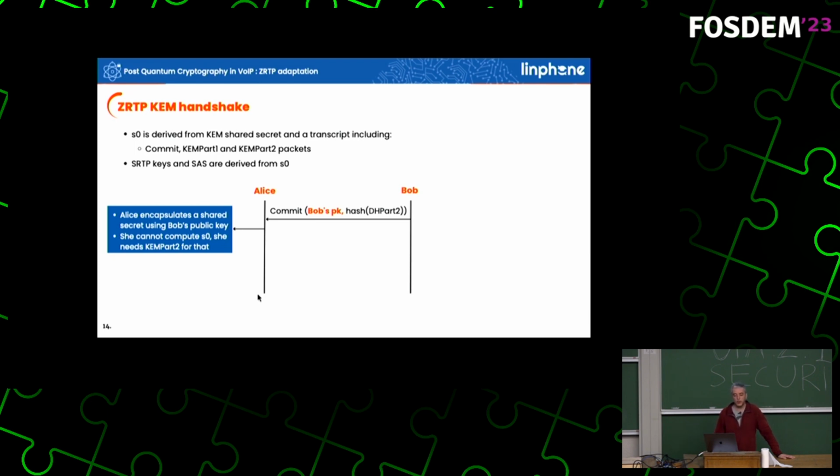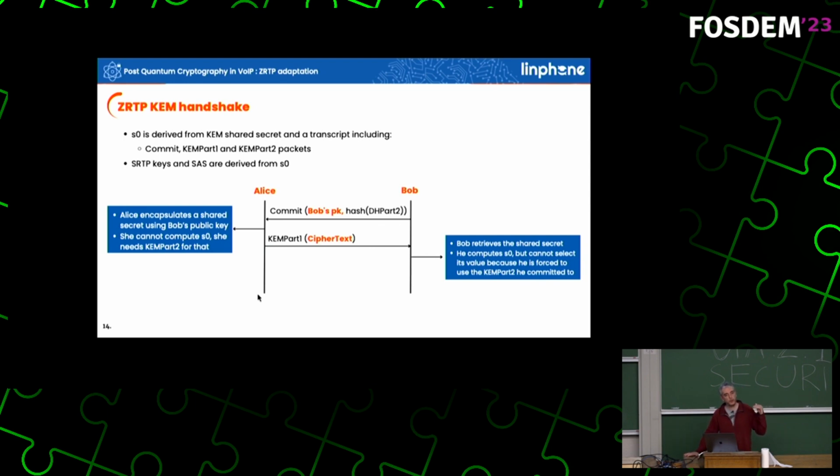So at this point, Alice receives the public key from Bob, she encapsulates the secret, but she's not able to compute S0 because she's missing the second packet from Bob. So she'll send back the ciphertext, the output of the encapsulation. At this point she has the shared secret from the key encapsulation, but she cannot compute S0. Bob now retrieves the shared secret, and he can compute S0, but he already committed on the H2 that he has to send to Alice, so still he cannot manipulate the final secret, the S0. And what is in this packet? It's just a random number that is used once.